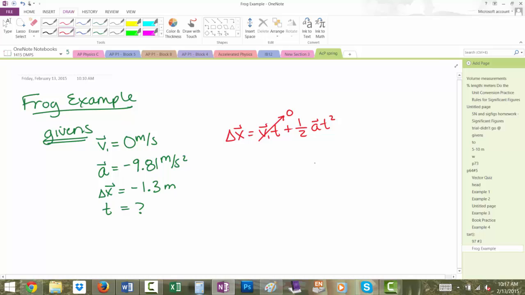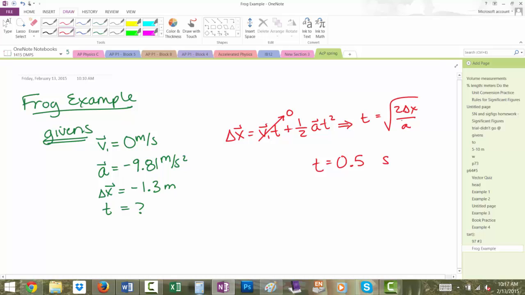What are we getting for time? How long does it take for that frog to fall? 0.52. Do we agree? You need more sig figs. 0.50, 0.51, 0.52, 0.51. So it's going to be t is equal to the square root of 2 times delta x over a, right?